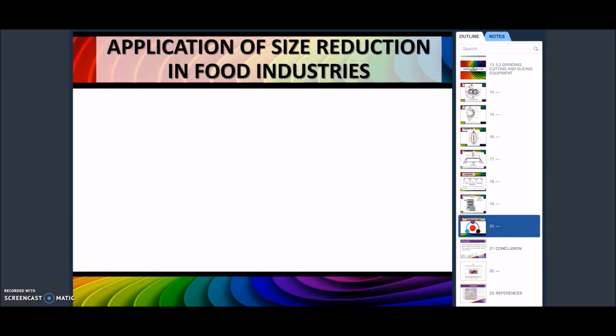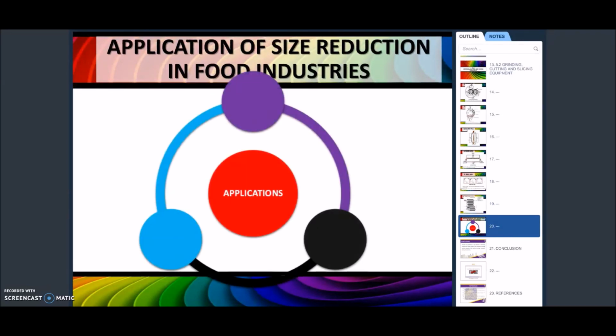The application of size reduction in food industries. Depending on equipment, size reduction machine can be used on chocolate refining, flour manufacturing, and also icing sugar combination.